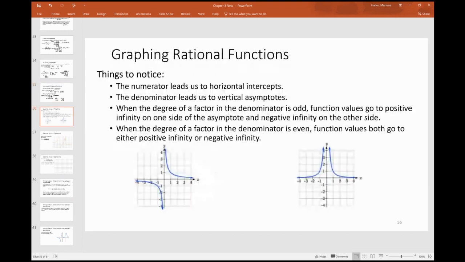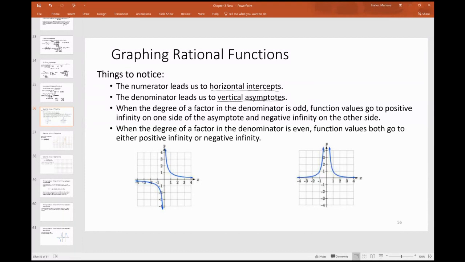All right, let's look at another example here, or let's summarize some things. If we're going to be graphing rational functions, we've learned several things here. First, we just learned that the numerator will lead us to the horizontal intercepts, right? All I have to do is set that numerator equal to 0 and solve, and I have my horizontal intercepts, right? The denominator leads us to our vertical asymptotes, right? So the denominator equal to 0 and solve, and that tells us where our vertical asymptotes are going to be. We can also find our vertical intercept, right, by letting x equal 0.